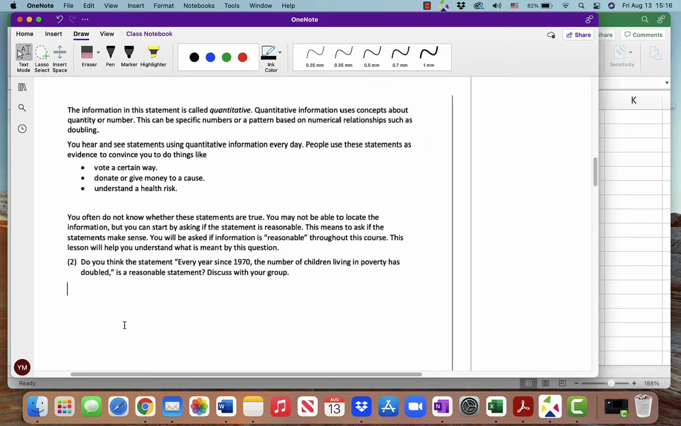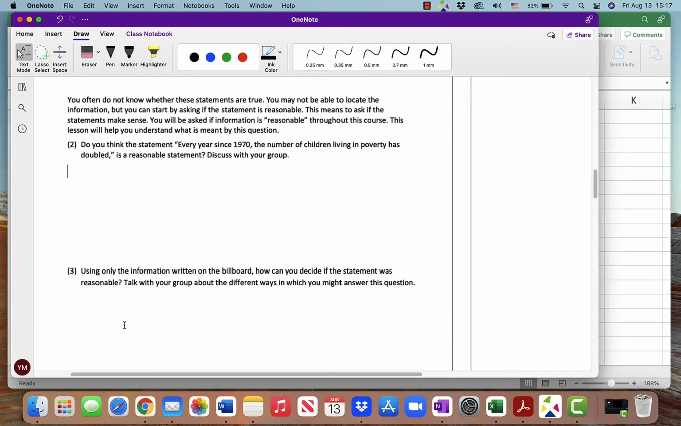Does it make sense? Can it be true based on the way the statement is? So I'm giving you a moment to write down a sentence. What do you think? Is that true? Can it possibly be true?